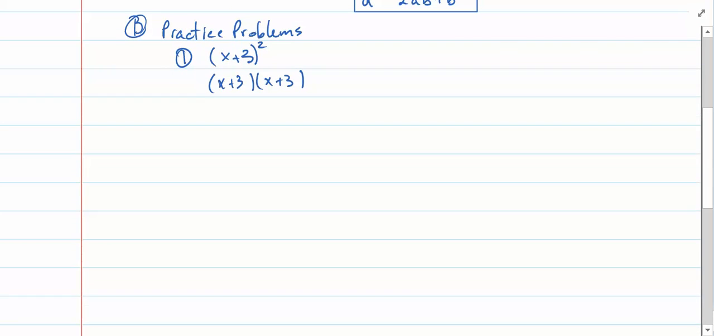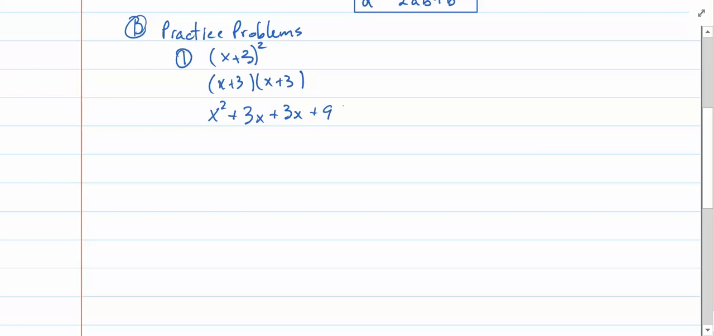From here, we can continue our foiling process. For the first product, we're left with an x squared. For the second product, the outside two, we get a 3x. For the third product, the inside multiplication, we have a 3x. And for the last product, the last multiplication, we get a 9. From here, you should immediately recognize that these two are like terms, so they should combine together. And when we do, we're left with x squared plus 6x plus 9.